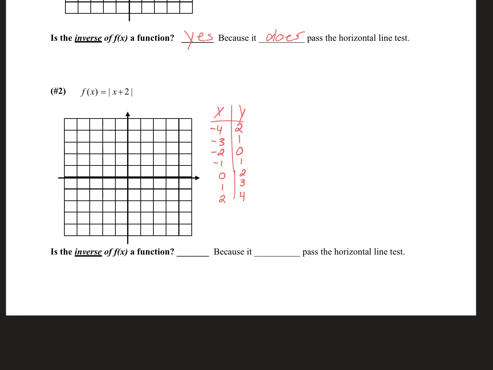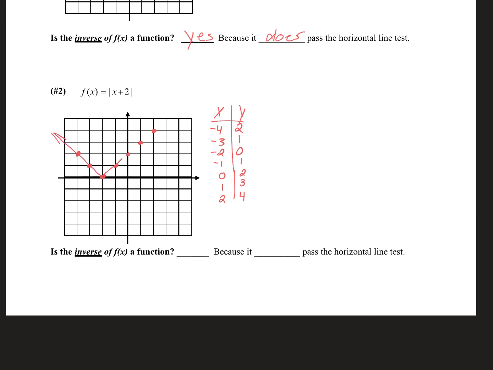Our first point is (-4, 2). And then we have (-3, 1). Oh, I think I accidentally deleted my point there. So (-4, 2), (-3, 1), (-2, 0), (-1, 1), (0, 2), (1, 3), and (2, 4). Okay, so the graph of an absolute value equation looks like a V.